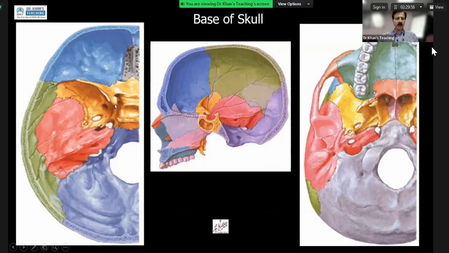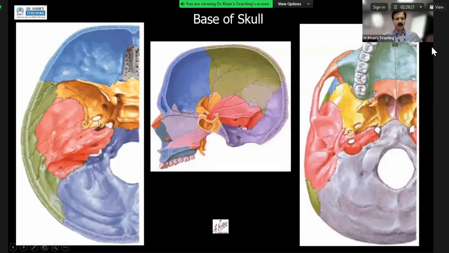So let me repeat the first 5 nerves. Cranial nerve 1 passes through the ethmoid, and we don't see it on radiology. Cranial nerve 2, optic, passes through the optic foramen. 3rd, 4th, 6th pass through the superior orbital fissure into the orbit. V1 also passes through the superior orbital fissure. V2 through the foramen rotundum. V3 through the foramen ovale.